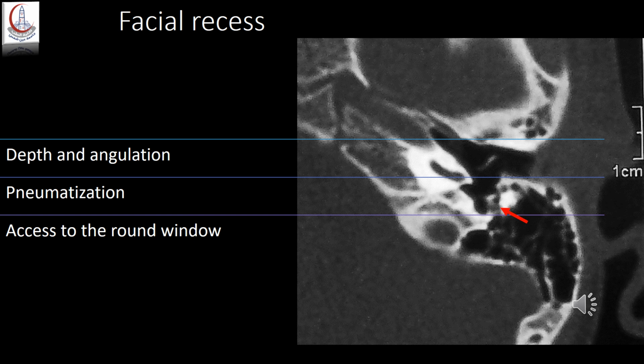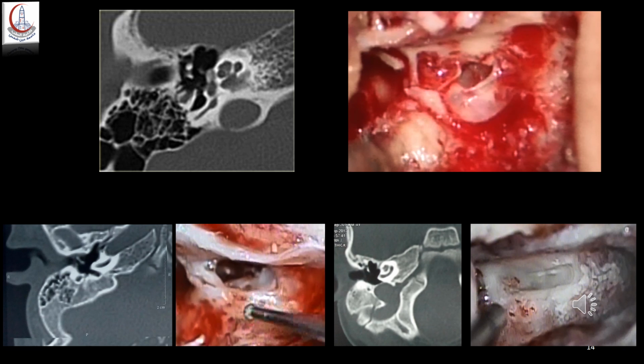The second step in surgery is the posterior tympanotomy through the facial recess. The facial recess again is variable, and we have to look at its depth and angulation, at its pneumatization, and its access to the round window niche. The pneumatization of the facial recess is variable. In this patient with a well-pneumatized mastoid, the facial recess is also well pneumatized, and you can see that intraoperatively the access is very rapid and very direct, and we have a wide, simple access to the middle ear.